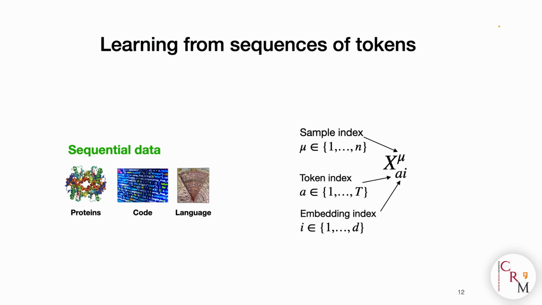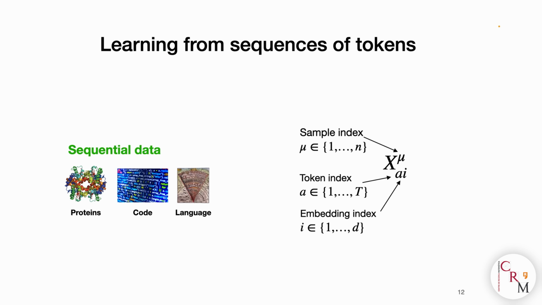Okay. So now we are almost ready to define the two models that I will be talking about. I will be writing things with all the indices because, at the end of the day, maybe that's a physicist's deformation, I find it the clearest. When I talk of sequences of tokens, I will call them X, and they will have three indices. Mu will be the index for the sample. Each sample will have a different mu, and I have n samples.